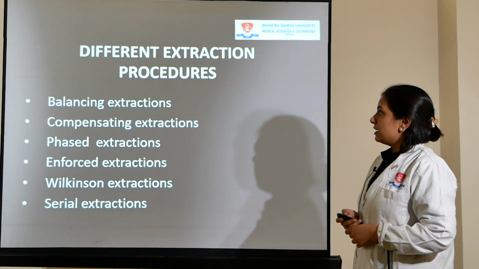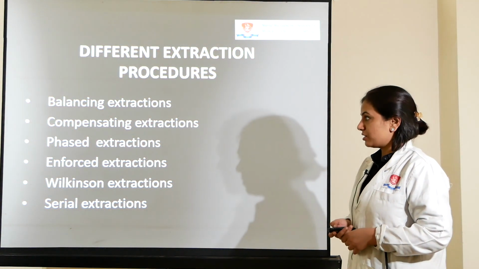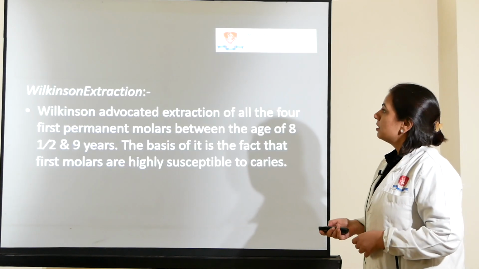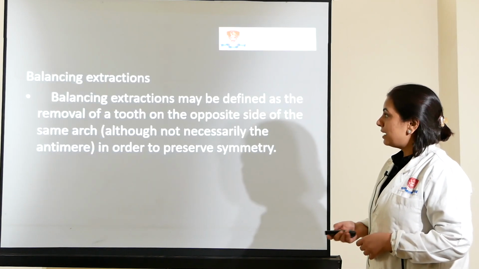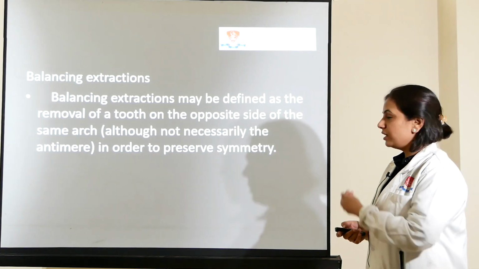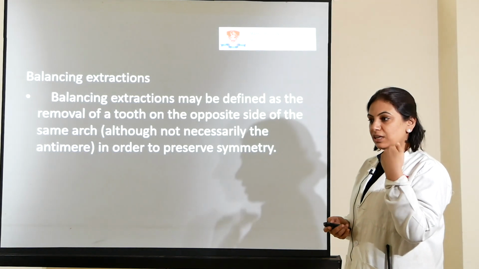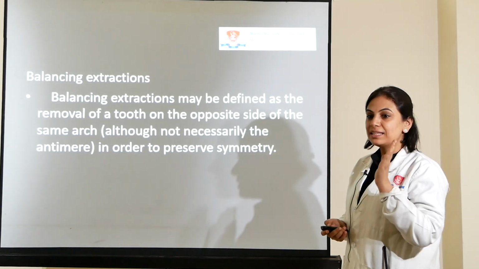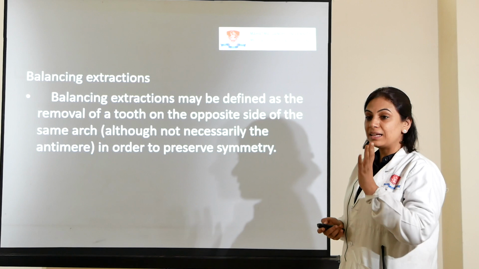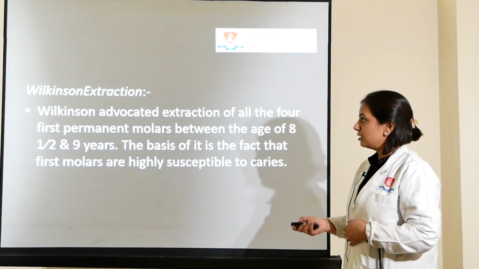Now there are different extraction procedures or names of extractions. One is balancing extractions. What are balancing extractions? Balancing extractions are those when we remove one tooth of the arch on one side and the opposing tooth, the same tooth on the other side of the arch, to balance the midline, so as to balance the symmetry of the jaw. That is called balancing extractions.